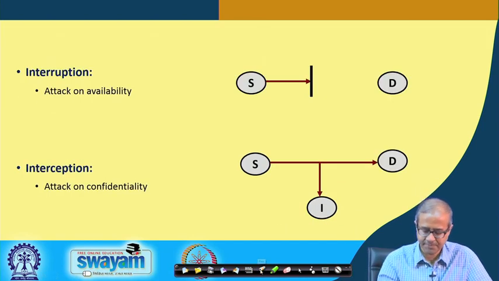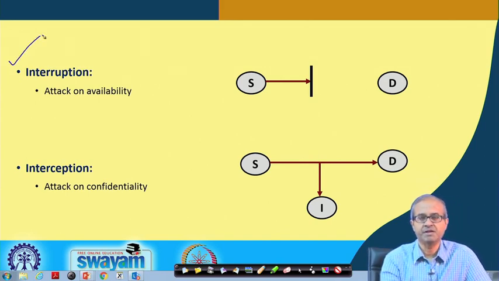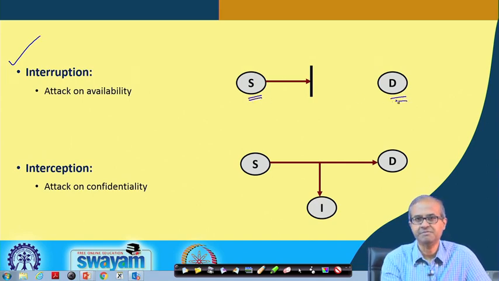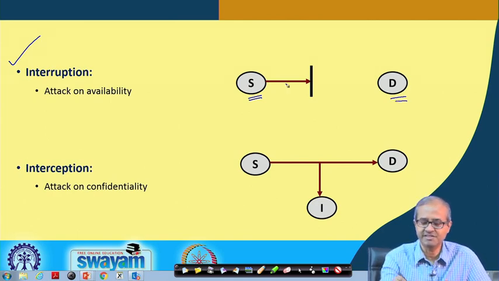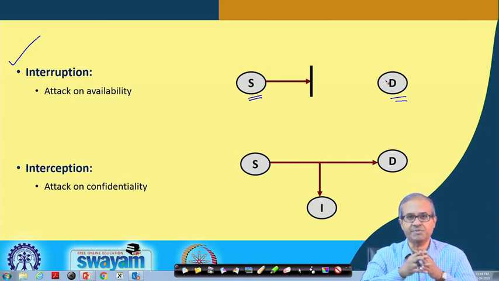All right. First, let us talk about interruption. Interruption conceptually is very simple. The source was sending some data to a destination. Somehow the intruder makes sure that this message never reaches the destination. Well, you may ask how this can be done. Now, you think of a typical network.